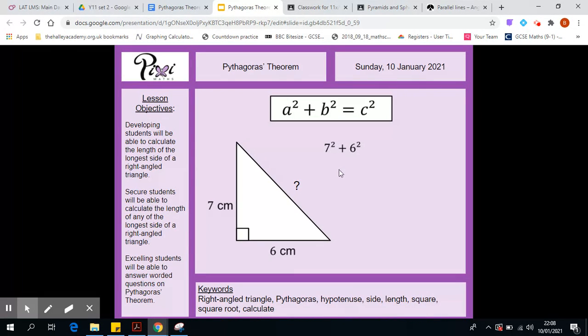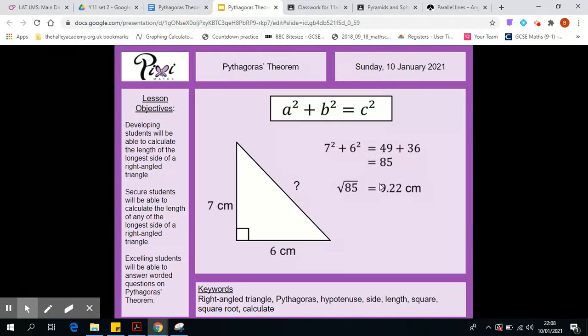Let's look at the same example without drawing the squares. Here is the working out which you need to demonstrate while you're completing the worksheet. 7 squared add 6 squared, which provides us 85. Square root of 85 is 9.22 centimeters.